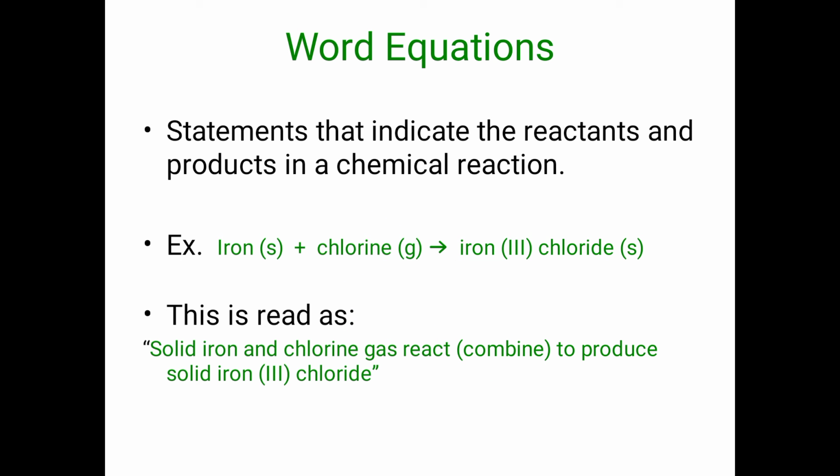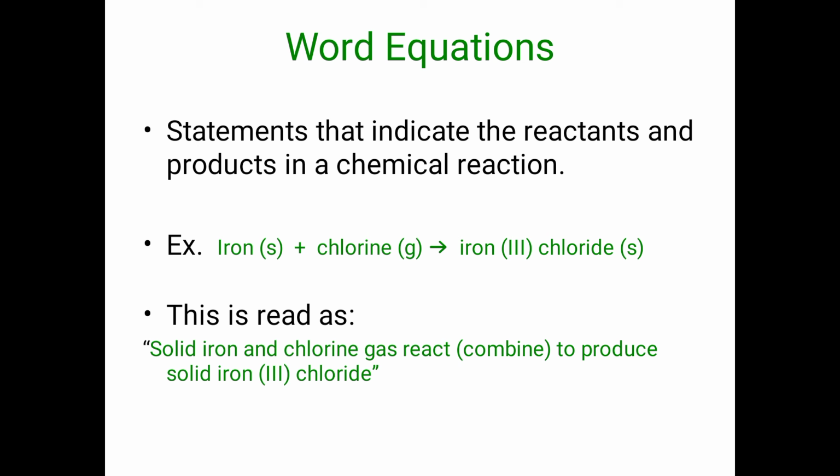Now come the types of chemical equations, meaning how a reaction can be written. It can be written as a word equation, which gives the statement of what is reacting and what it yields. For example, iron plus chlorine gives iron chloride, or solid iron and chlorine gas react to produce solid iron chloride. It's a word equation.